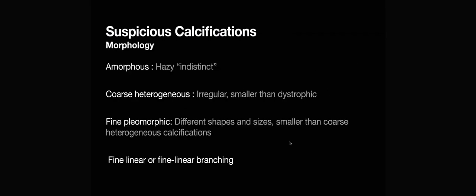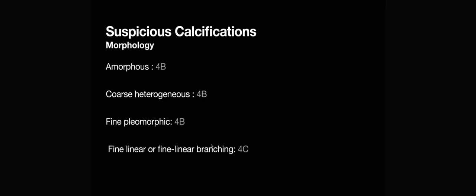We have the suspicious calcifications. When we say amorphous, it means they're hazy, powdery, indistinct. Coarse heterogeneous are irregular, smaller than dystrophic. Fine pleomorphic have different shapes and sizes, smaller than coarse heterogeneous. And then fine linear or fine linear branching. By degree of suspicion, fine linear or fine linear branching is the most suspicious, and it will be classified as 4C.